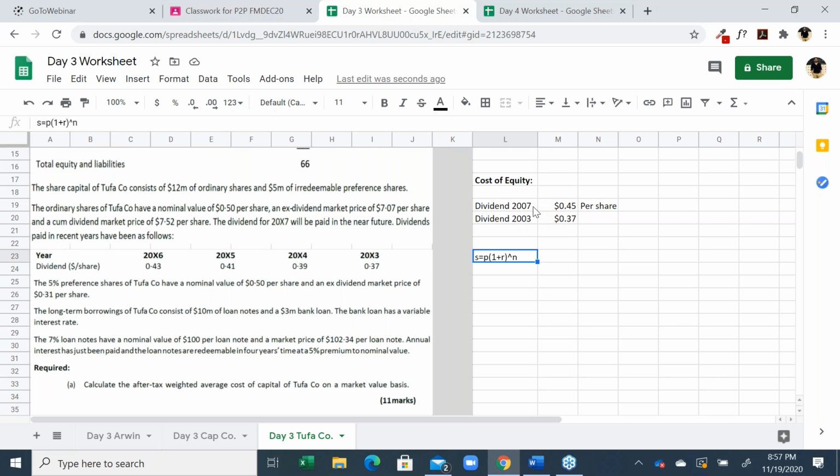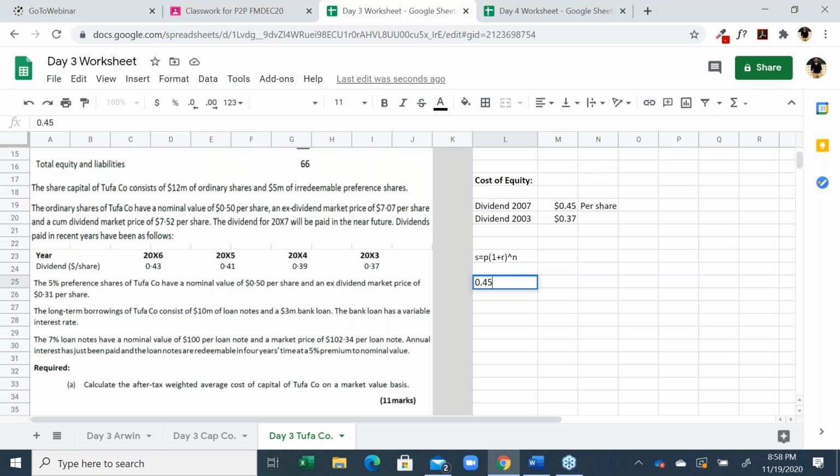Yes, 0.45, that's the latest one. So that should be considered as S, the sum, the future value. Which should be considered the present value, that is the earliest value? The 2003's dividend, which is 0.37, right? So I'm just putting it, and then we will be rearranging and using Excel. We will be solving using Excel. So for just your sake, I'm just putting these values here.